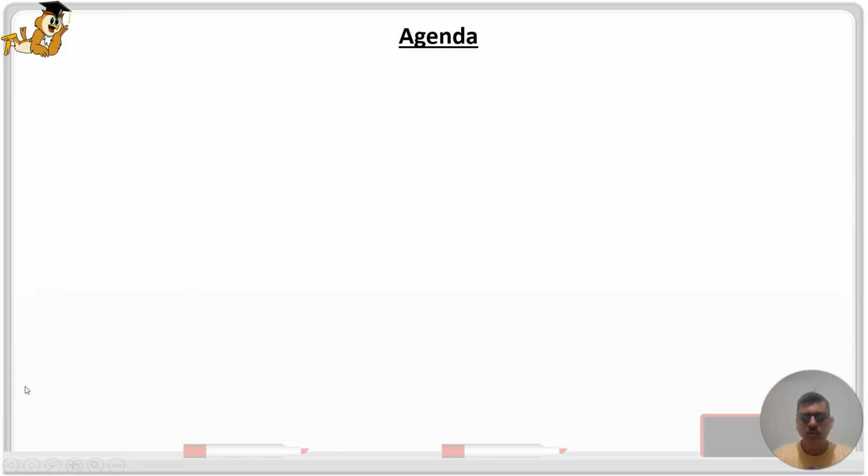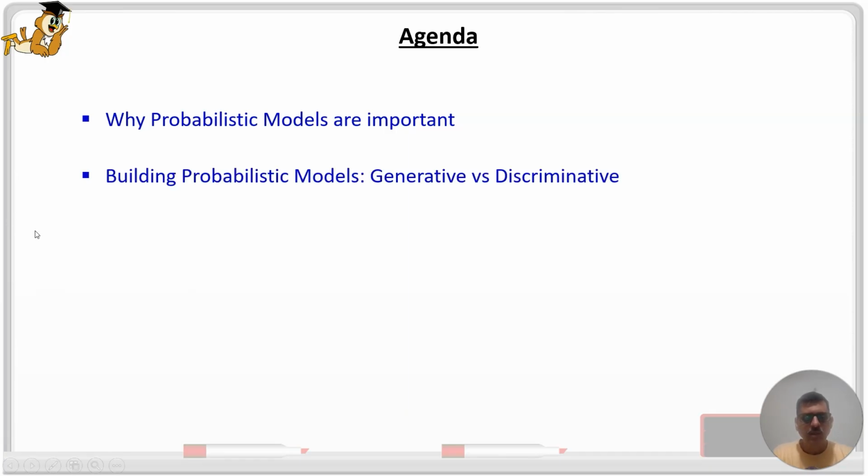Here is the agenda for today's session. We are going to begin by describing what probabilistic models are and why they are important. That's going to be the first thing on our agenda. We will then proceed to build probabilistic models, and here we will talk about generative versus discriminative models, terminology that you have seen earlier, and we will see how that links to the way the probabilities are used.